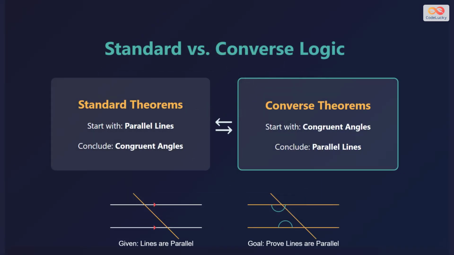First, let us understand the logic. In standard theorems, we start knowing lines are parallel, and we conclude that angles are equal. Converse theorems work in reverse. We start by observing angle relationships, and if they match specific rules, we can conclude that the lines must be parallel.